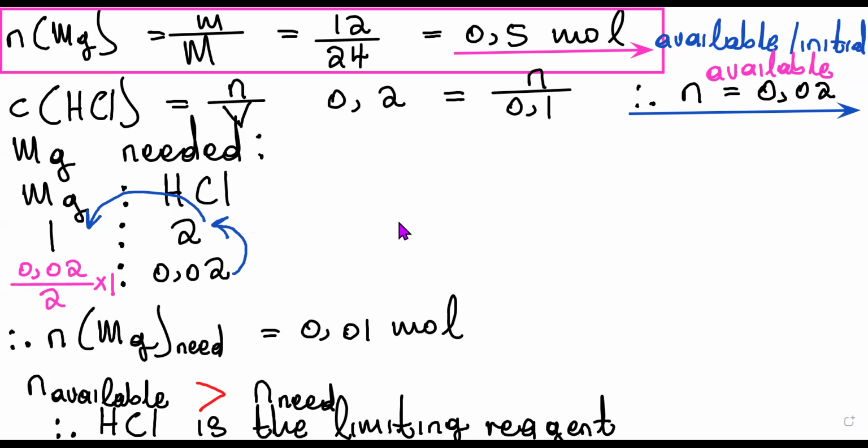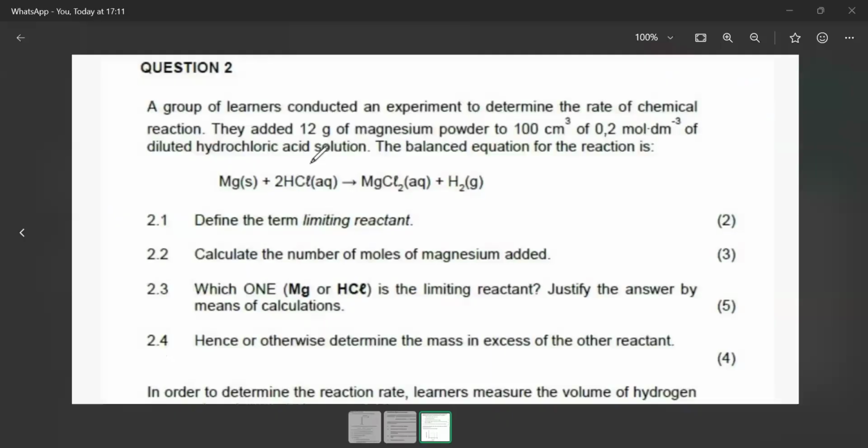So what is the next question? I think you need to see the next question. This one says, hence or otherwise, determine the mass in excess of the other reactant. This is a phrase that you're familiar with in mathematics. The word hence means use what you found previously. But when they say or otherwise, it means you can choose not to use what you found previously. You can do something that is brand new.